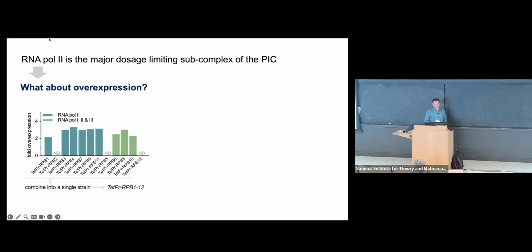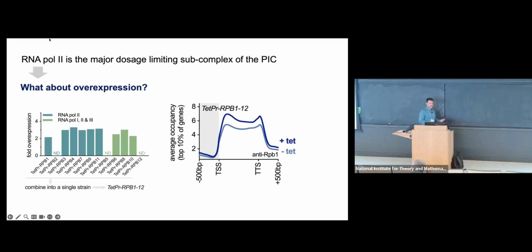All right, so let's test that. One way to test it is not removing half, but trying to increase the amount of RNA polymerase II. This is pretty hard because it has 12 subunits. And so we created a yeast strain where all 12 subunits of RNA polymerase II are overexpressed by about twofold. We did that, and we got a little bit more RNA polymerase II on the genome. There are a lot of reasons to believe that we didn't get twice the amount of RNA polymerase II because there are a lot of cofactors and chaperones and whatnot. But we got more, which is consistent with our model.